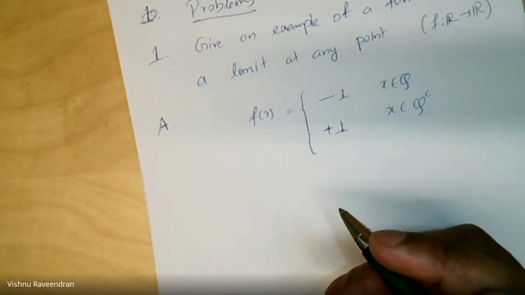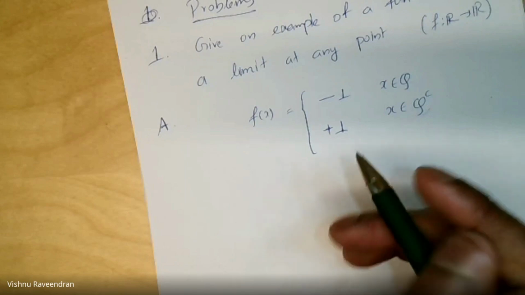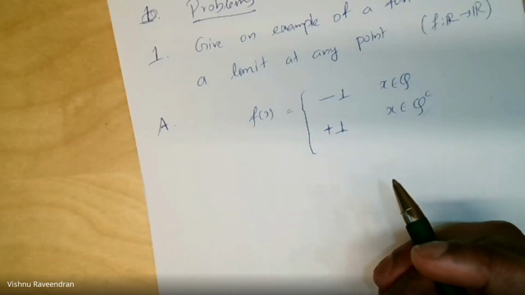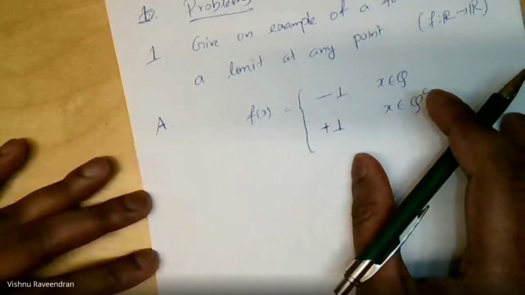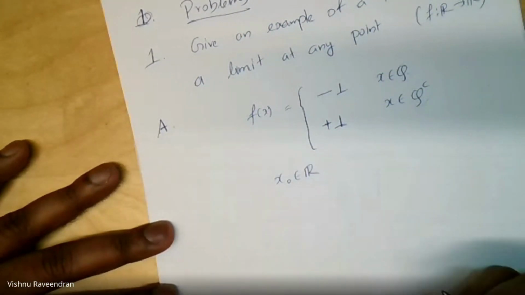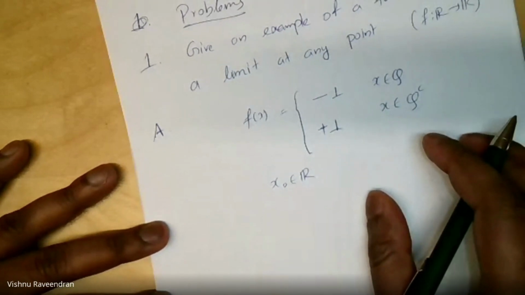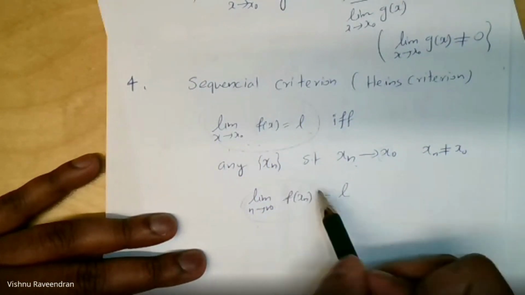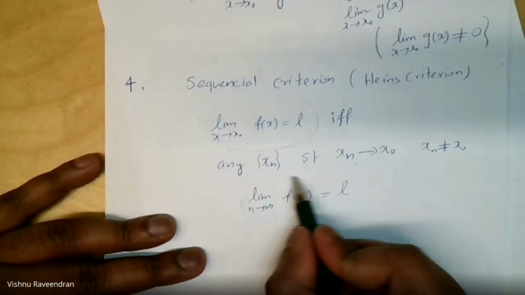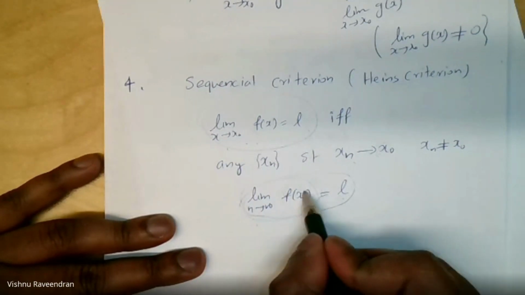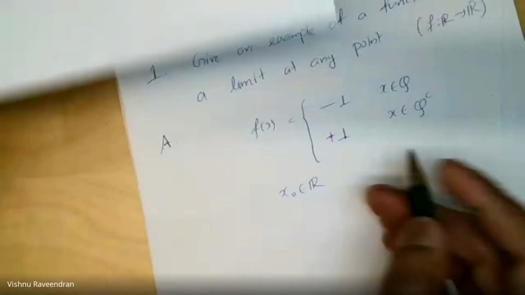Yes, but we need to explain also why the limit does not exist at any point. So you take any point in R, a real number. So we use the sequential criteria here. If the limit exists at x naught, then for any sequence xn converging to x naught, the limit of f of that sequence also converges to L.